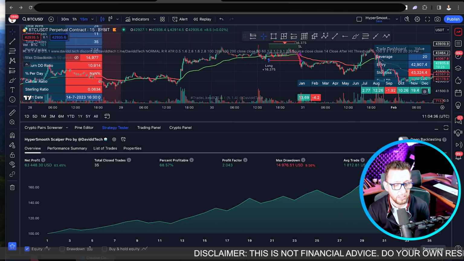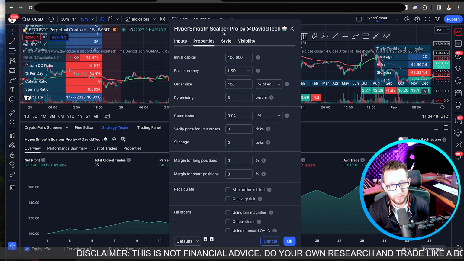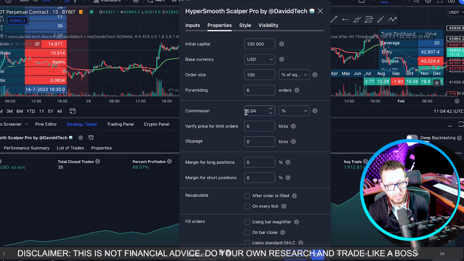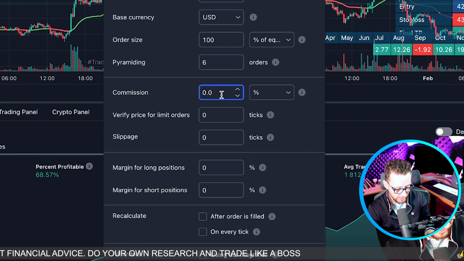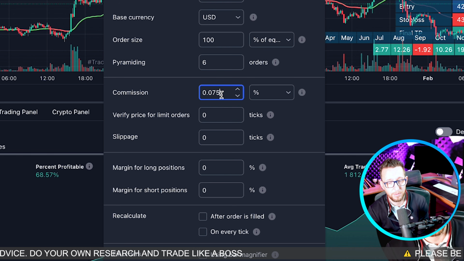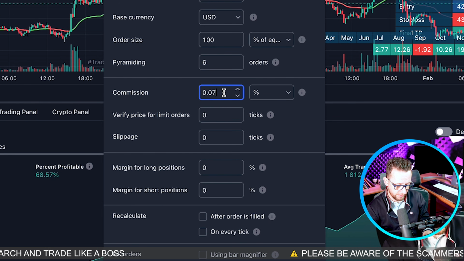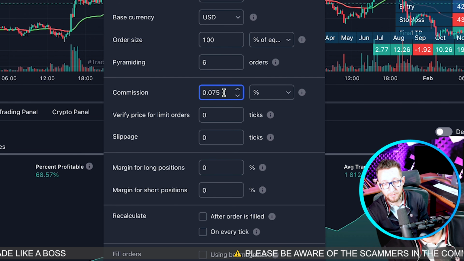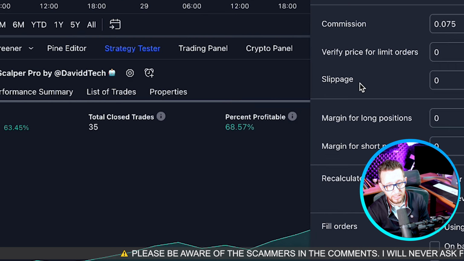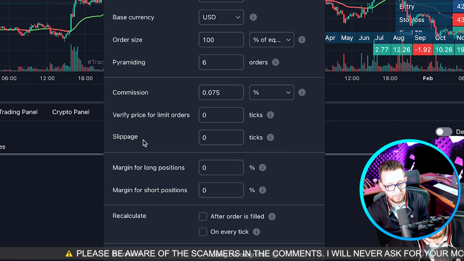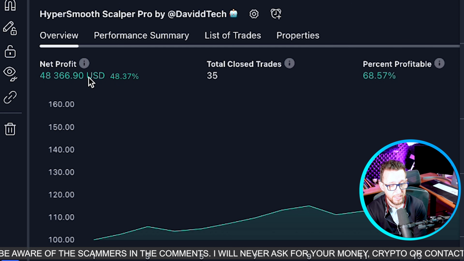Okay, one last thing I'd like to show you guys is the importance of adding fees and slippage into the actual trading strategy. This is the first setup here. I'm currently at 0.04. That is the reduced fee that we get from Bybit. If we change the commission from 0.04 to 0.75, which we actually would get if we don't have that reduction, you can see that we're at 63% net profit here. If I change that to 0.75, you'd lose a good 20% of your profit just to fees here.